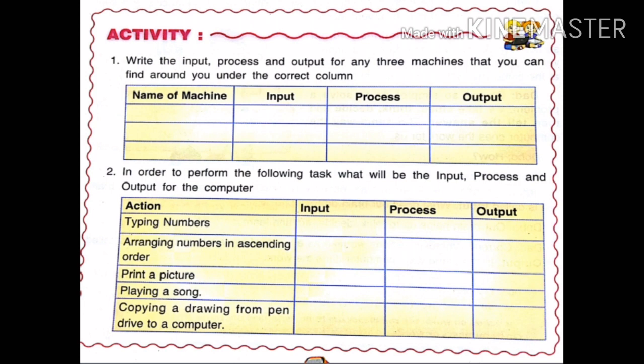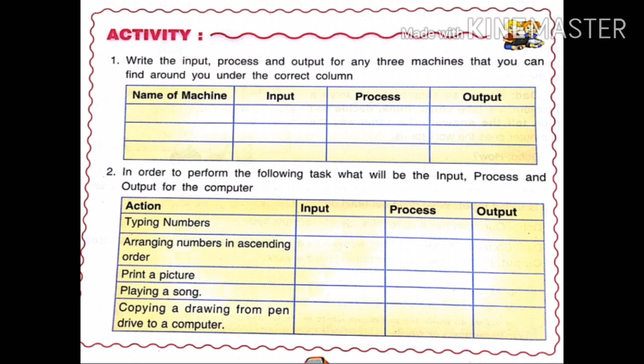For playing a song, as the input we need a song in any input device like a pen drive or CD. Process, we will put it in the CD drive or the USB port, and output, we will hear the song. Copying a drawing from a pen drive to a computer.